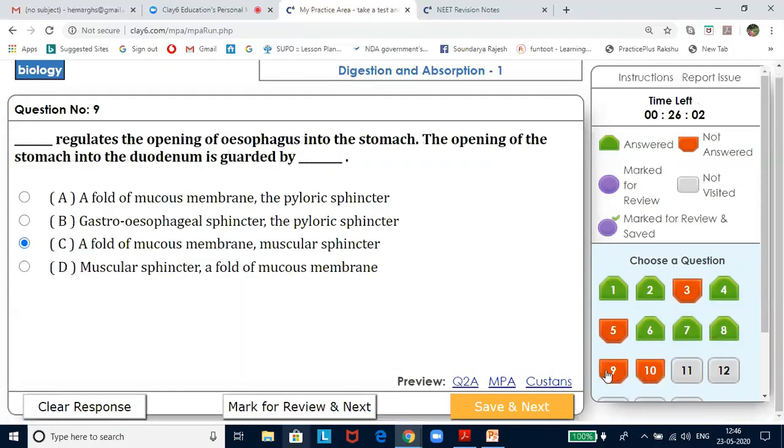Sorry. Dash regulates the opening of the esophagus into the stomach. The opening of the stomach into a duodenum is guarded by gastroesophageal sphincter and the pyloric sphincter.